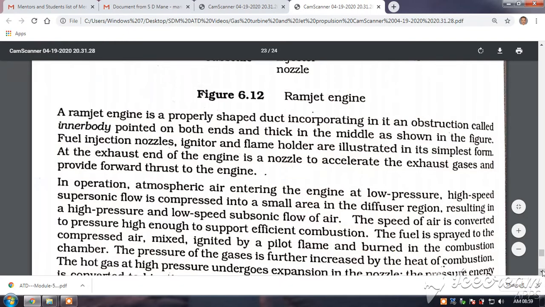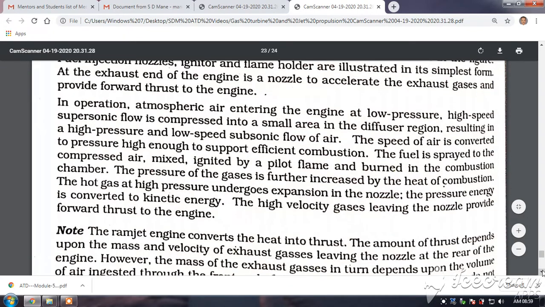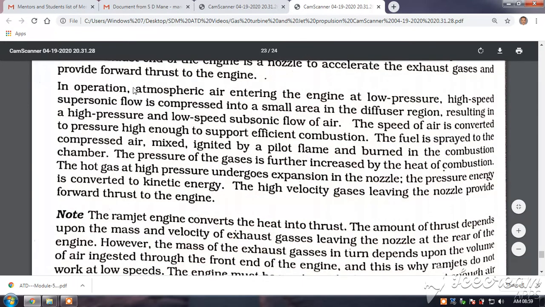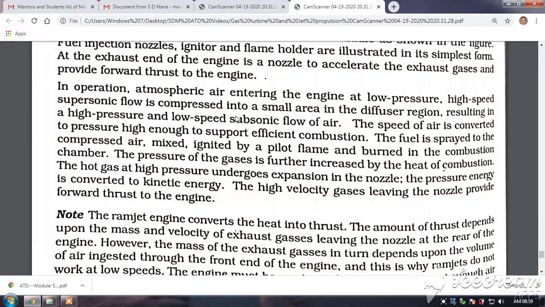In operation, atmospheric air entering the engine at low pressure, high speed, supersonic flow is compressed into a small area in the diffuser region, resulting in a high pressure and low speed subsonic flow of the air. Sonic means the speed of sound in air. So from supersonic, the air velocity is converted to subsonic, but simultaneously, in the diffuser, the low pressure is converted to high pressure air. The speed of the air is converted to pressure enough to support efficient combustion.